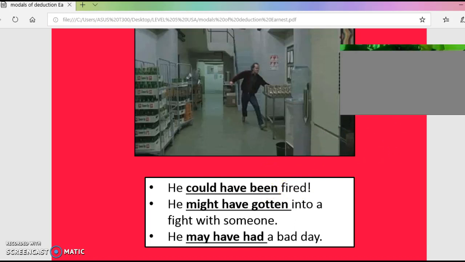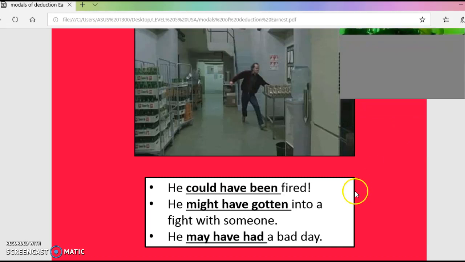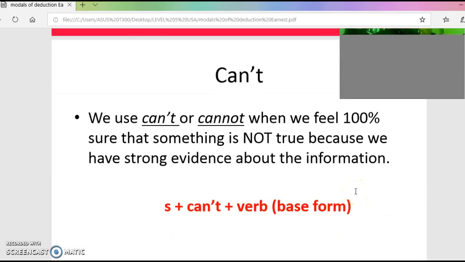Okay. Then from there, we have the use of can't, which is also a modal of deduction. We use can't or cannot when we feel 100% sure that something is not true because we have strong evidence about the information. This is more or less as we saw in the usage of must, that there must be strong evidence for that. And that's why you can use the contraction or not.